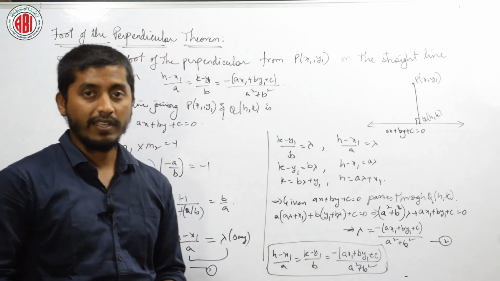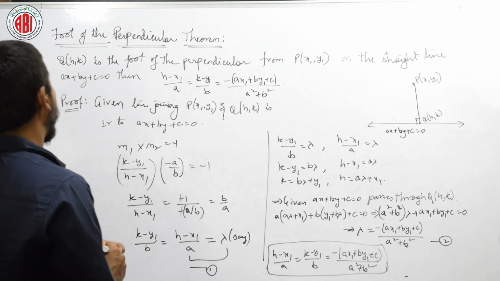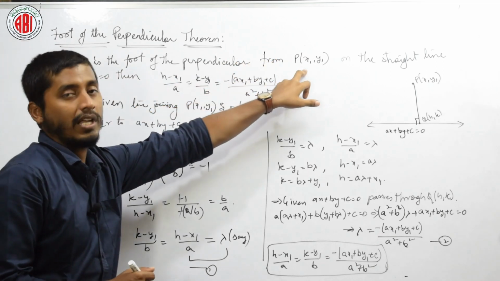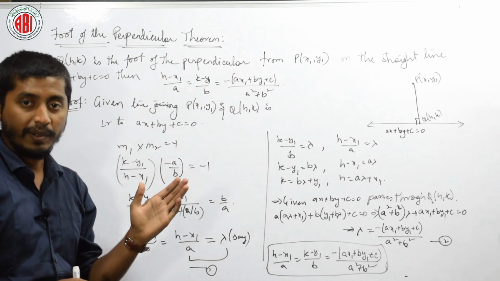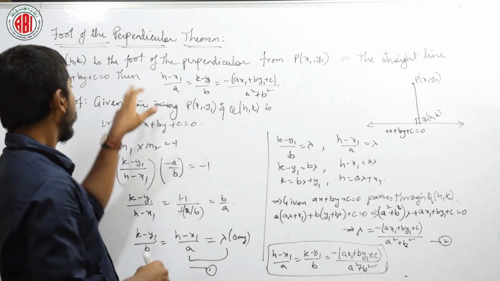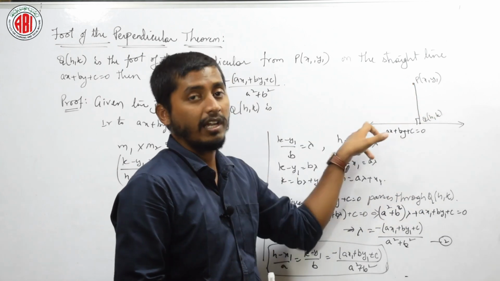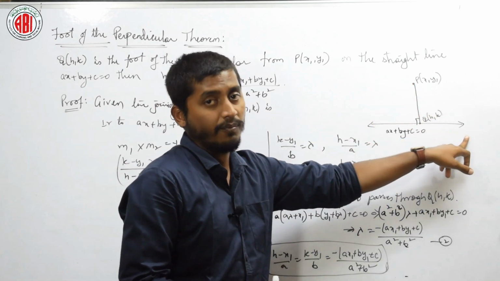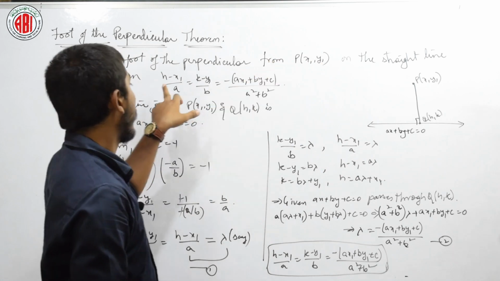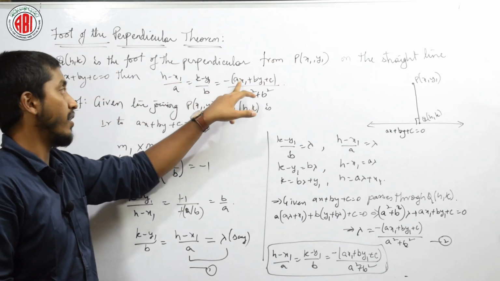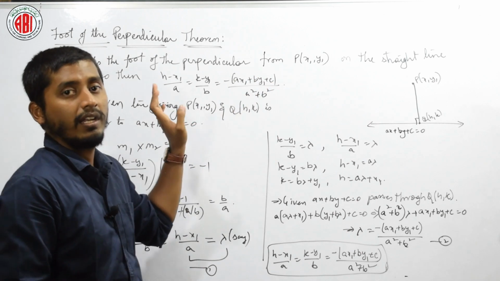Okay. Shall we revise it again? See here, given that Q(h, k) is the foot of the perpendicular from P(x1, y1), that is, if there is a perpendicular line and this Q(h, k) is the foot of this perpendicular line to this given line. Now see here, we are asked to prove this thing: (h minus x1)/a equals (k minus y1)/b equals, this is the given proof.